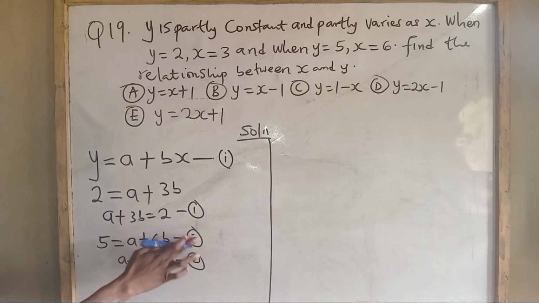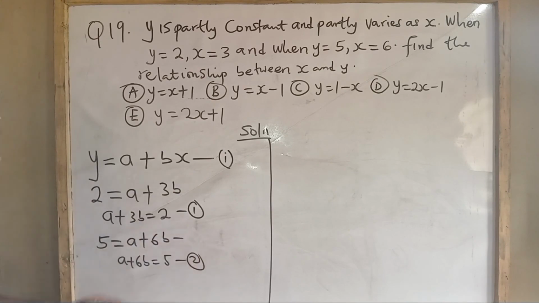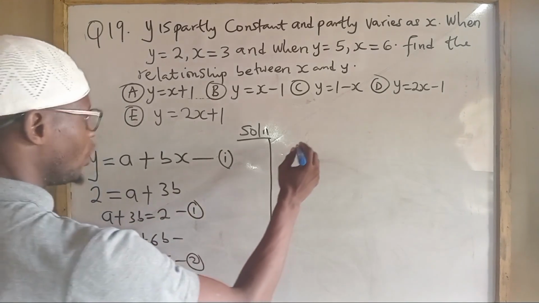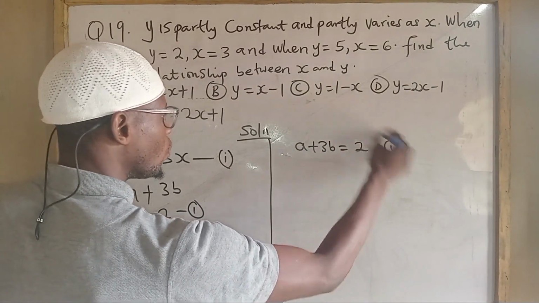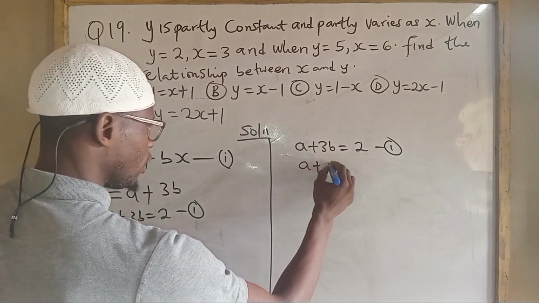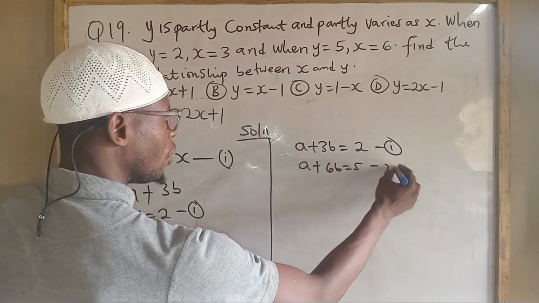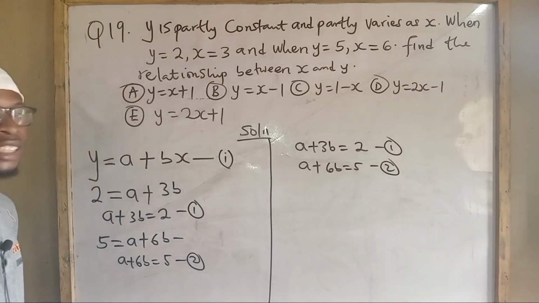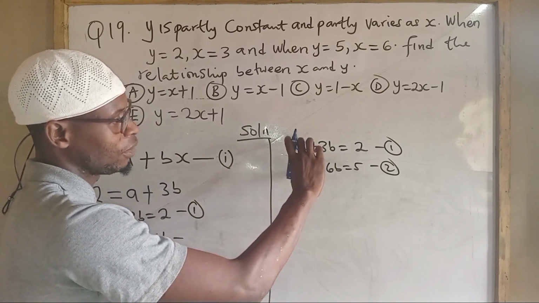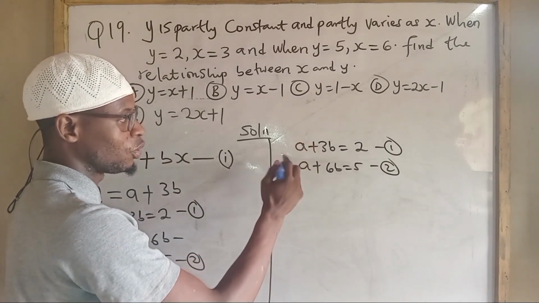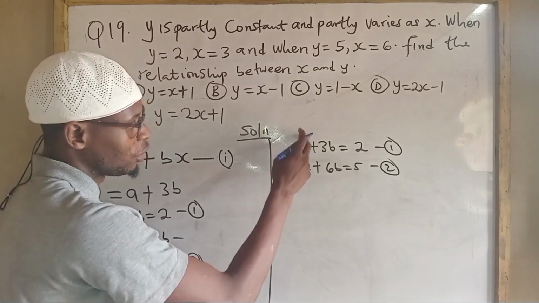Okay. So let's combine equation 1 and equation 2 together. So equation 1 and equation 2 become a plus 3b is equal to 2, equation 1. And a plus 6b is equal to 5, equation 2. So we now have another simultaneous or linear equation here. So you can see already these two, the a terms are the same, and they have the same sign, that's plus and plus. So you subtract.